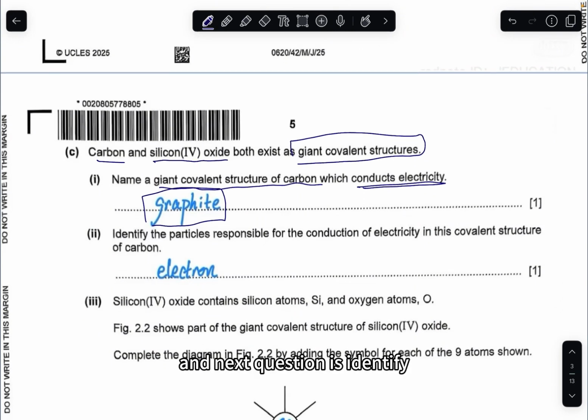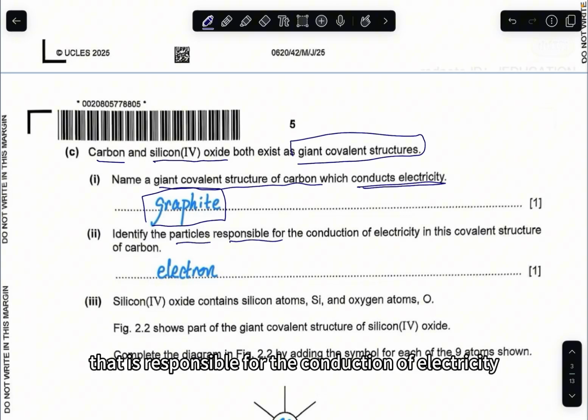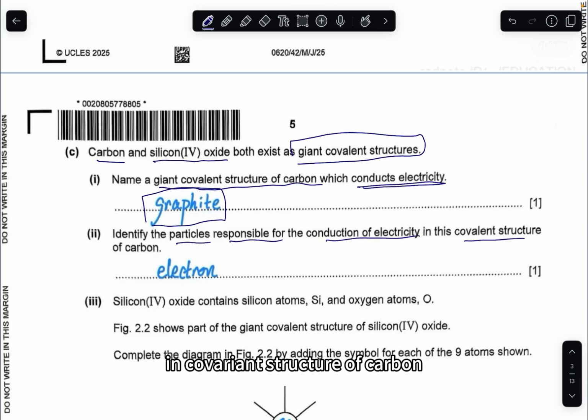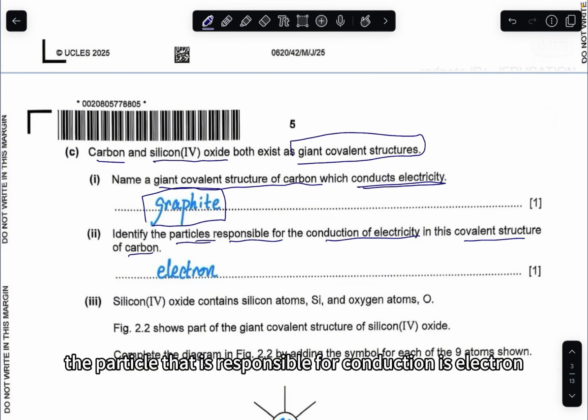The next question is, identify the particle that is responsible for the conduction of electricity in the covalent structure of carbon. So the particle that is responsible for conduction is the electron.